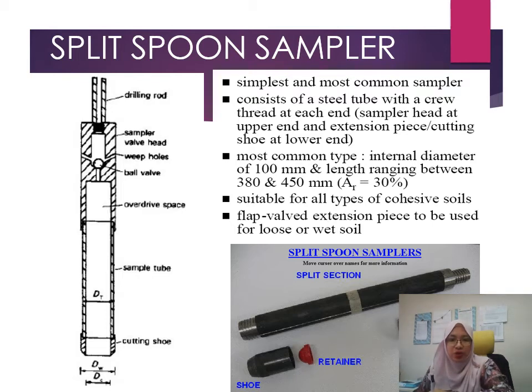It consists of a steel tube with a screw thread at each end. It is the most common type, and this is the internal diameter. It is suitable for all types of cohesive soil. Why is it called a split spoon sampler? Because it has a split section. We can open up the sampler and directly observe the soil sample in it.